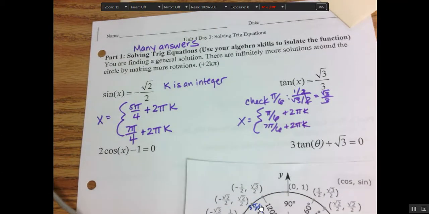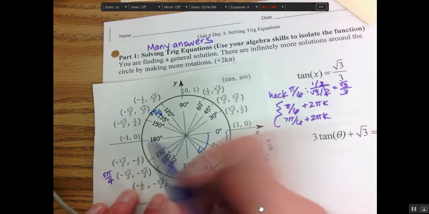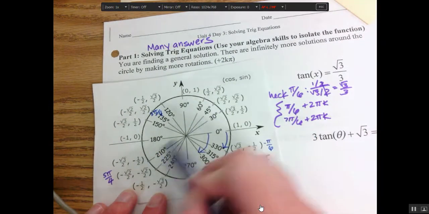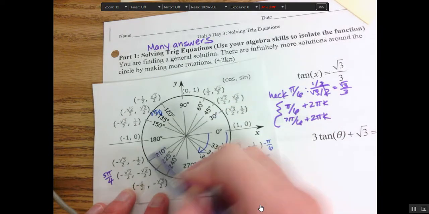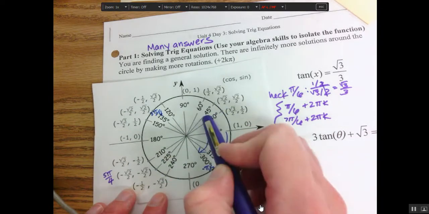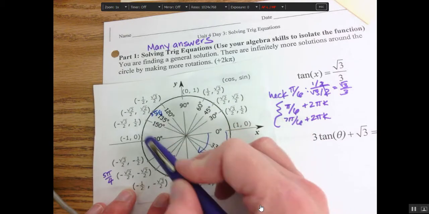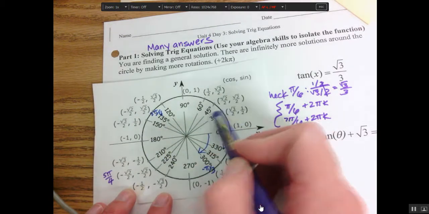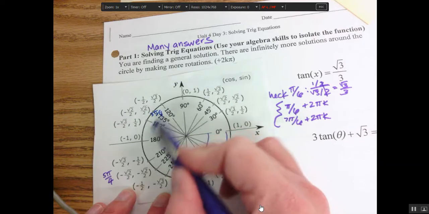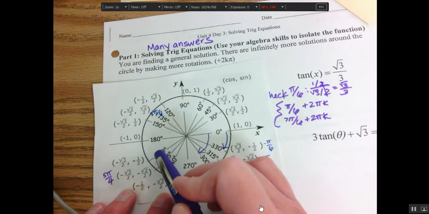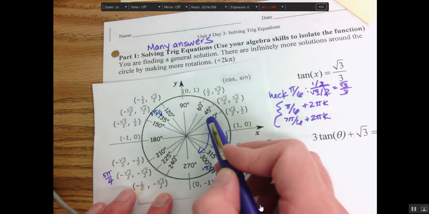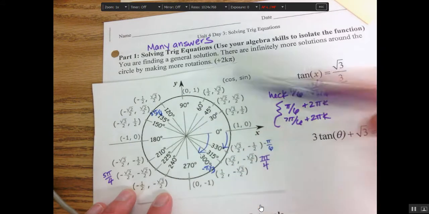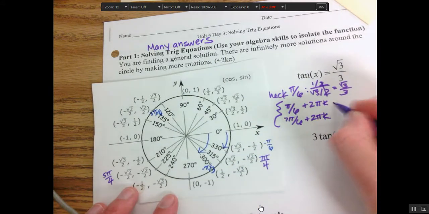But for tangent and for cotangent, there's an even more compact way to write these answers, and here's why. 7 pi over 6 and pi over 6, they're exactly opposite each other on the unit circle. So how far apart is that if they're exactly opposite? 180 degrees or pi radians. They're pi apart. So that means if I add pi to the first angle, I get the next one. And if I add pi to the second angle, I get back to the first one, right? So I can consolidate these into one expression.